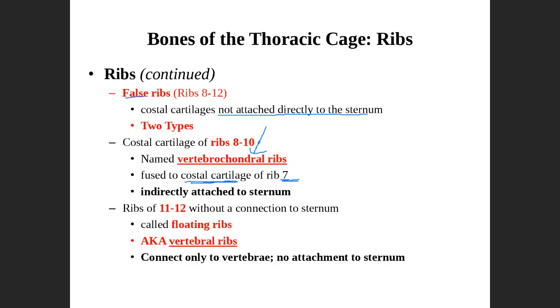Then our last 2 ribs, 11 and 12, you probably heard this term before, floating ribs. Also known as vertebral ribs, but you notice there's not a second part to the name. It's because they don't articulate with anything. They originate off of the vertebra, but they don't articulate with any cartilage or bone. So they float out there. They have no relation to the sternum whatsoever. They don't directly attach to it, and they do not attach onto another cartilage.